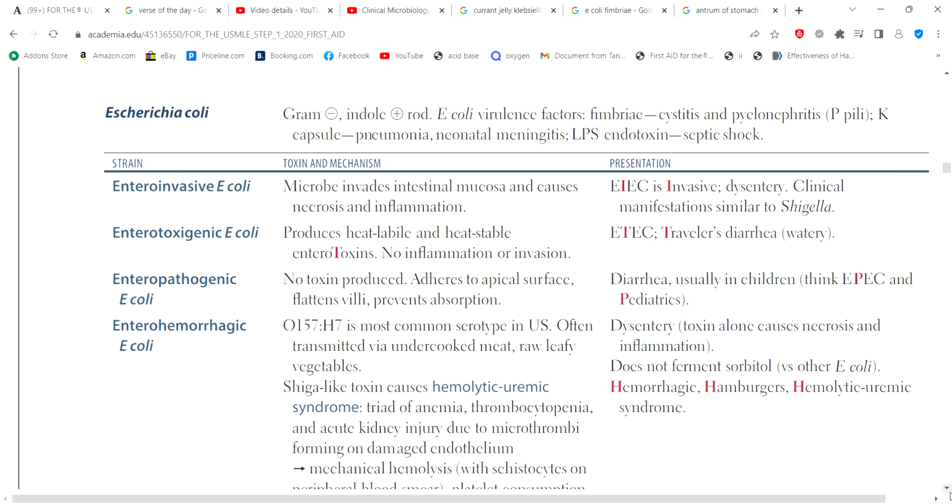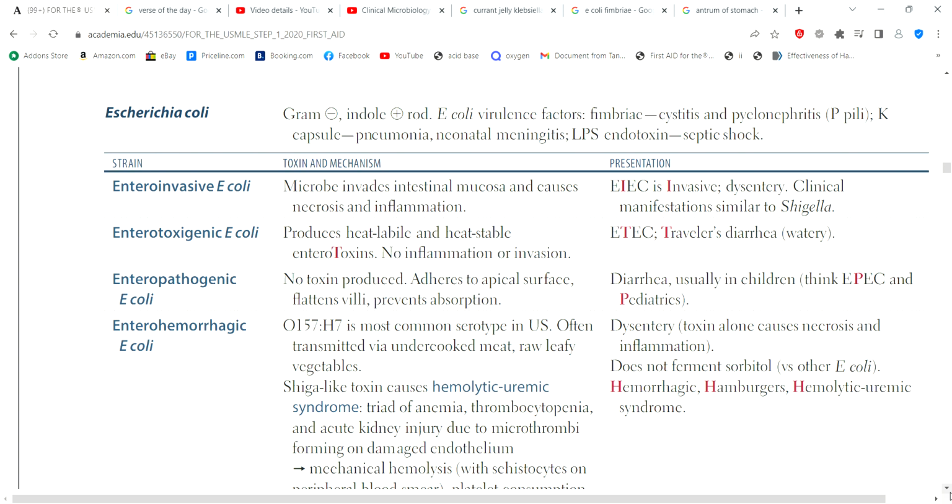So we're continuing with E. coli. E. coli is a gram-negative endo-positive rod. E. coli virulence factors: there's four of them. The first one is Fimbriae. Then there's P. pili. Then there's K capsule. Then there's LPS endotoxin.